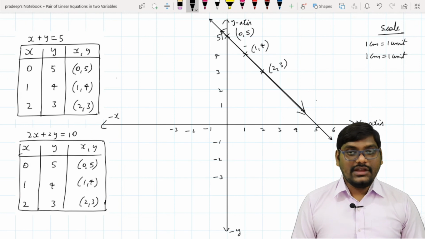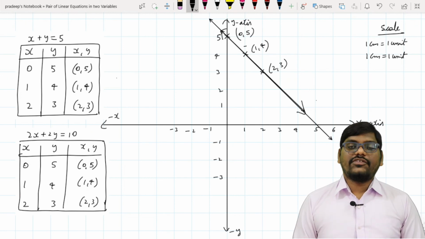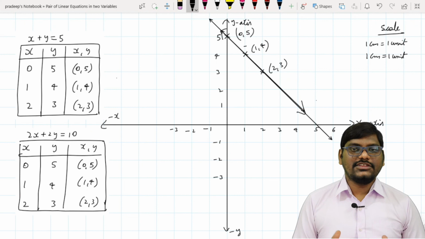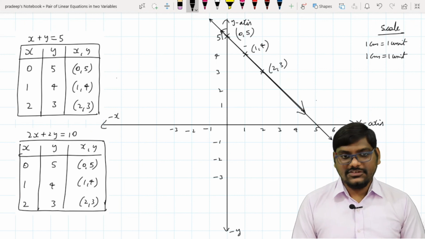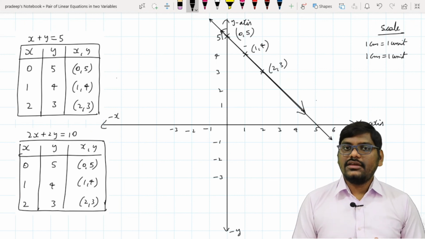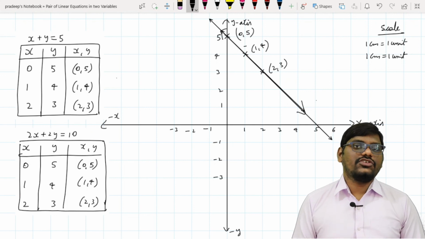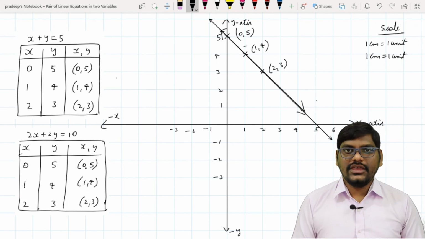So this is very clear, I hope. So you might have understood all the different lines: parallel lines, coincident and intersecting lines. So just keep going, just solve all these questions so you'll get much more clarity. Keep going, stay tuned.